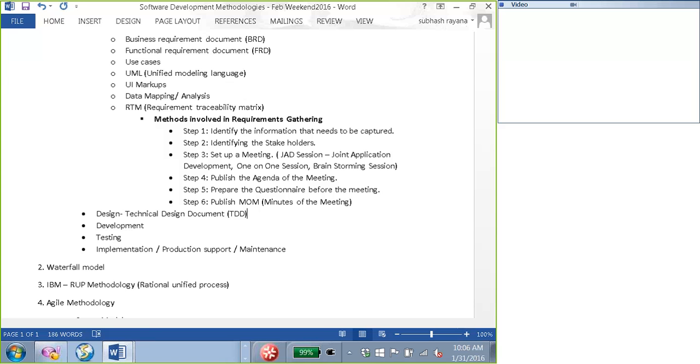Similarly, even in the IT industry, every software will have a design or should have a design, and the technical architects are responsible for designing the architecture of the project.